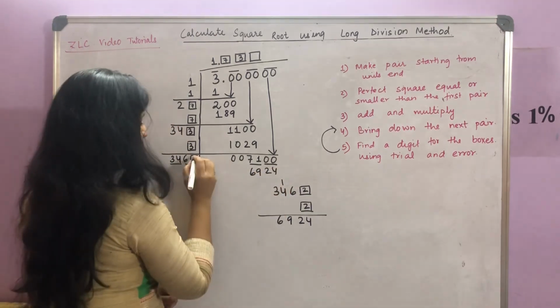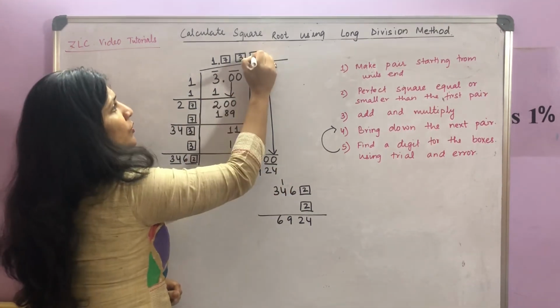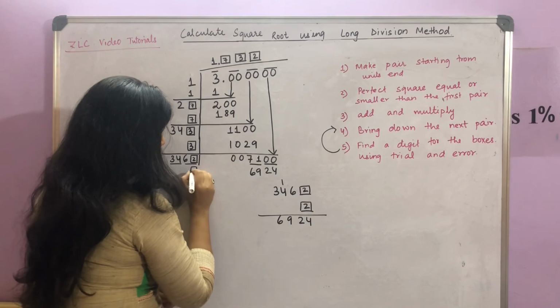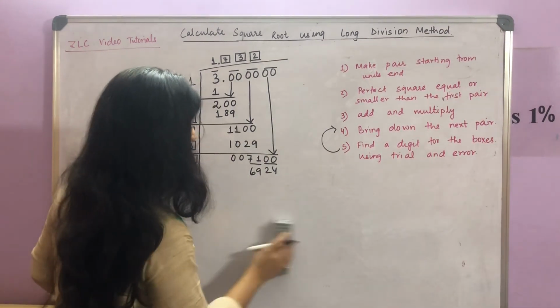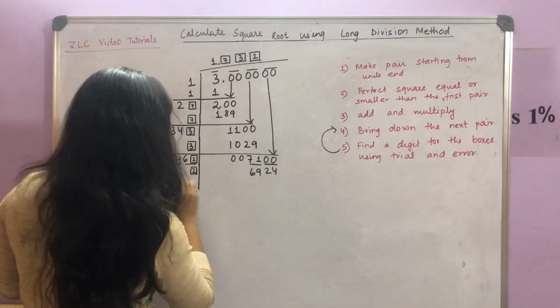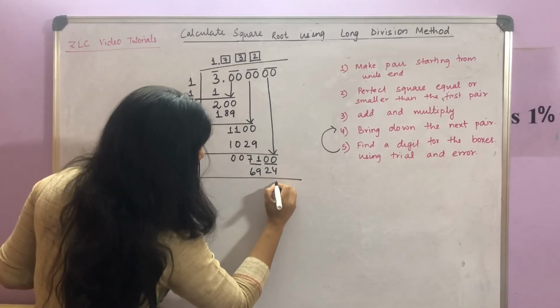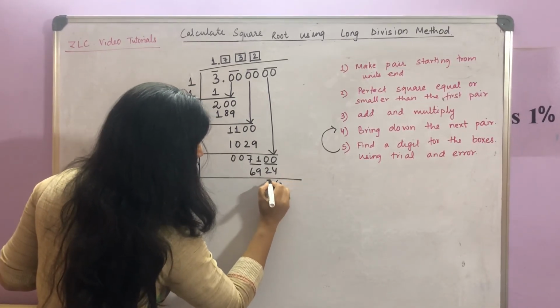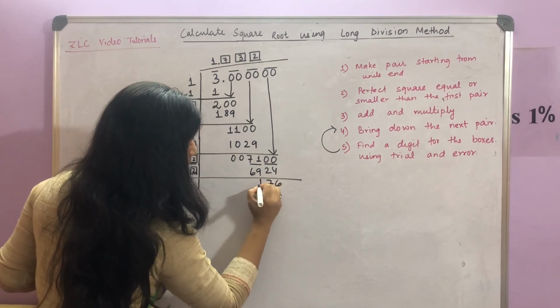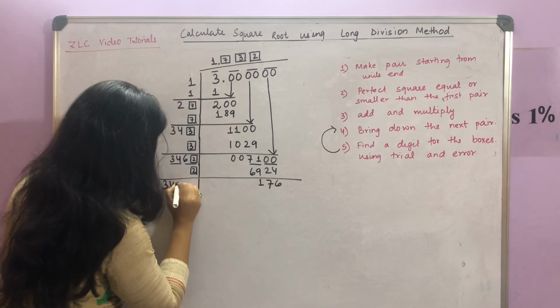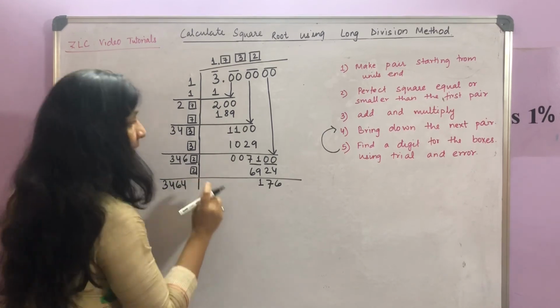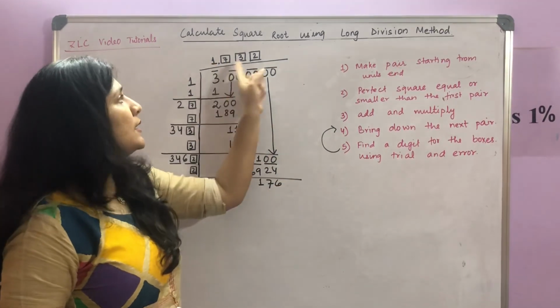I'm going to put the digits on the boxes. 2, 2 and 2. Right? So now I'm going to erase this and I'm going to add and subtract. So I got 6 and 7 and 1. 176. Here I would get 3, 4, 6, 4.